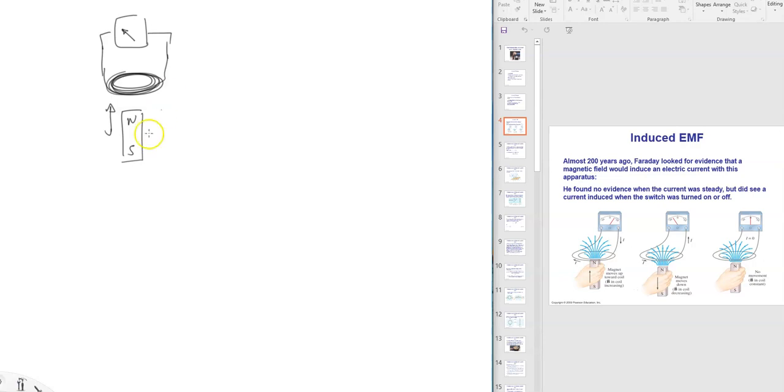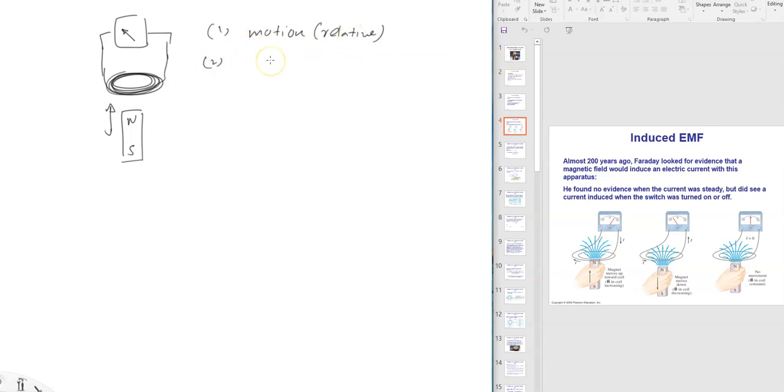If you just bring the magnet close to the coil, if you just place it next to it without moving it, no electricity. You have to have some kind of motion. It could be the magnet moving, it could be the coil moving, or it could be both. What you have to have is a relative movement between the magnet and the coil. So that was his first observation. When there's relative motion between the coil and the magnet, there's electricity.